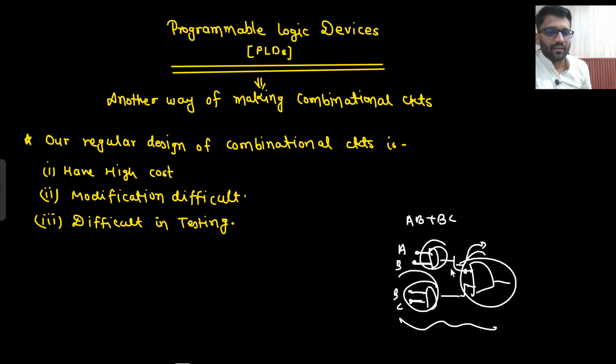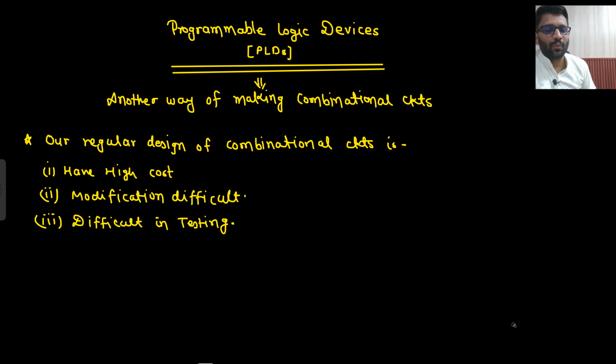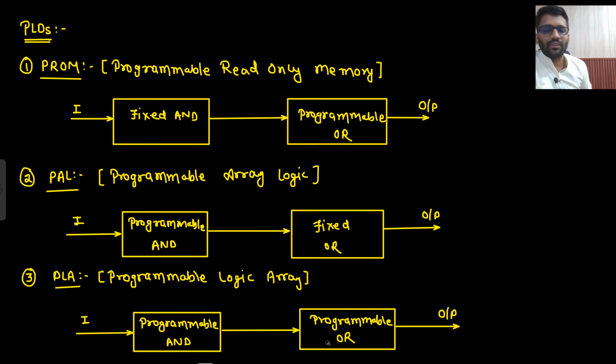Nothing is programmable here. So that is the issue. That's why modification is difficult and it is difficult in testing as well. So to implement the combinational circuit, we use another way, that is programmable logic devices. There are three kinds of programmable logic devices, which are PROM, PAL and PLA.